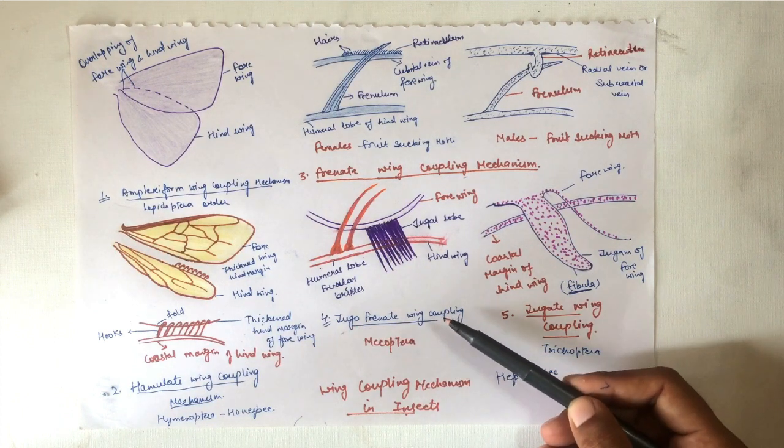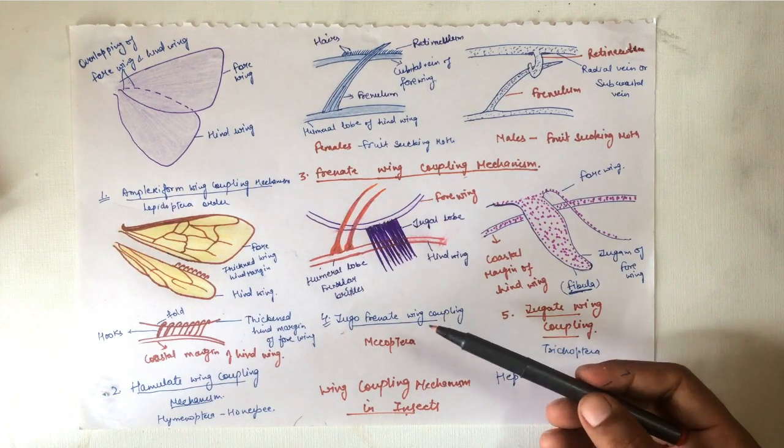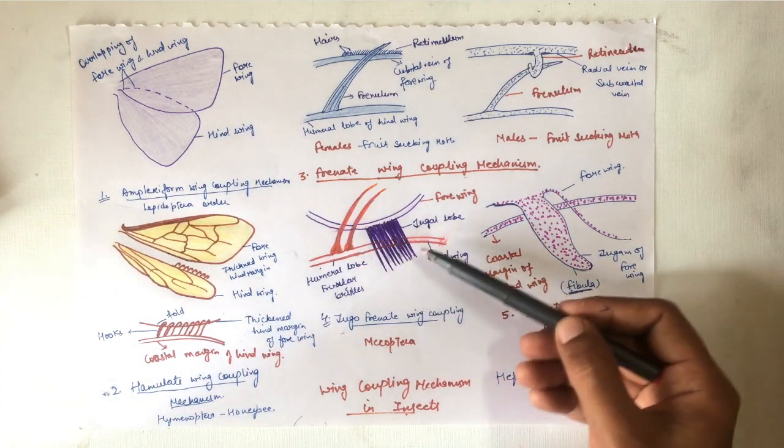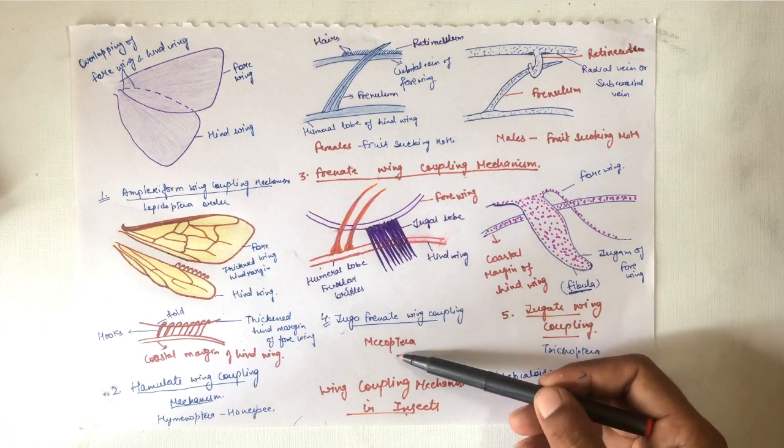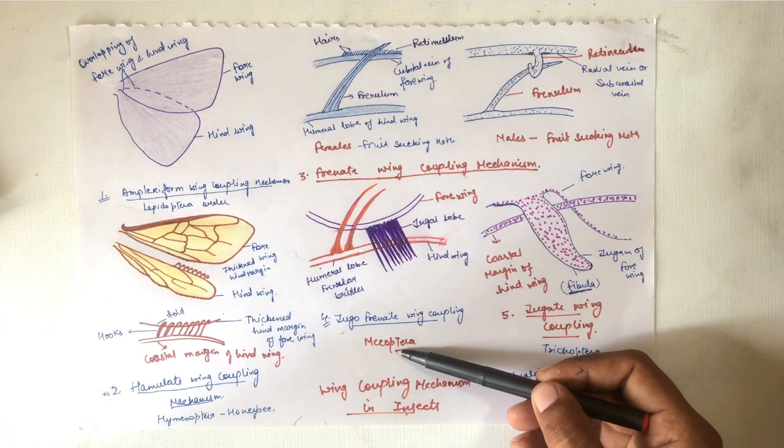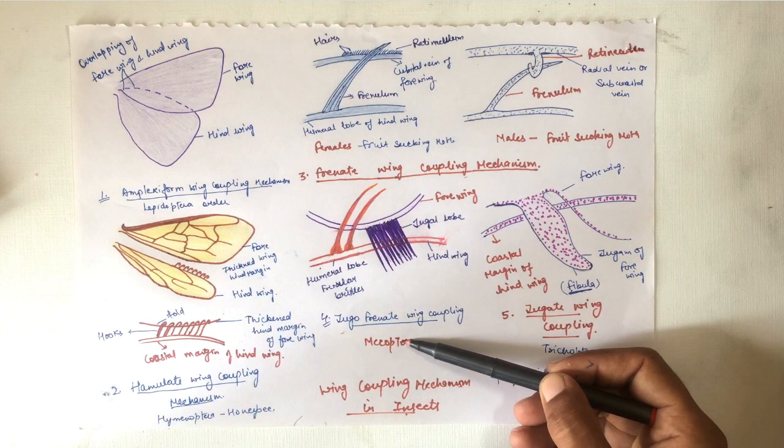And the next is the jugofrenate wing coupling. In case of the jugofrenate wing coupling, there are two lobes, that is humeral lobe and the jugal lobe. And this kind of wing coupling mechanism is present in case of the Mecoptera order.